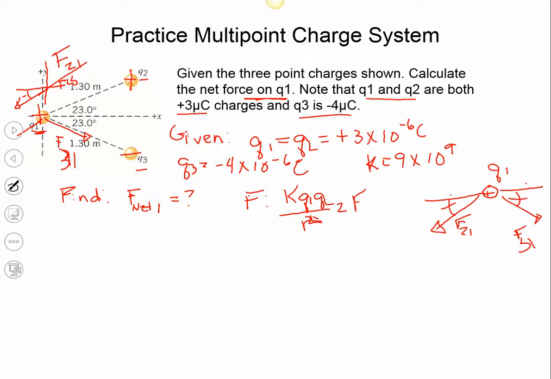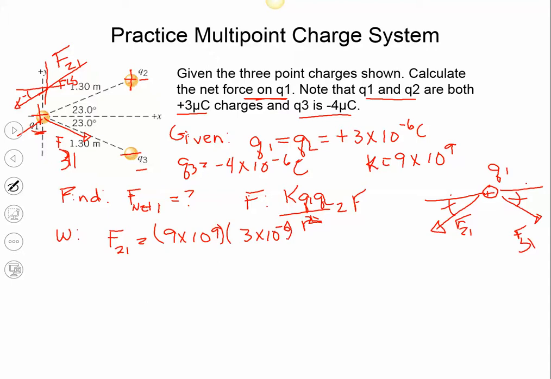So the first thing I want to do, there's a couple of ways you can do this. I'm going to do it a little bit longer way just so it's a little bit easier. If you want to shorten it a little bit, you can. But the first thing I'm going to do is I'm going to find the force of 2 on 1, and that is going to be 9 times 10 to the 9th times 3 times 10 to the negative 6.